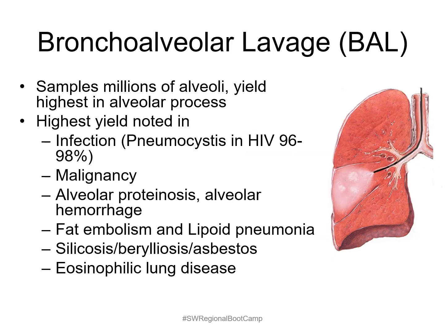Now that we've covered general bronchoscopy, we are going to discuss bronchoalveolar lavage, or BAL. This procedure allows for sampling of millions of alveoli, so its highest yield is in alveolar processes like infection, malignancy, alveolar proteinosis, alveolar hemorrhage, fat embolism, lipoid pneumonia, silicosis, borreliosis, asbestosis, and eosinophilic lung disease.